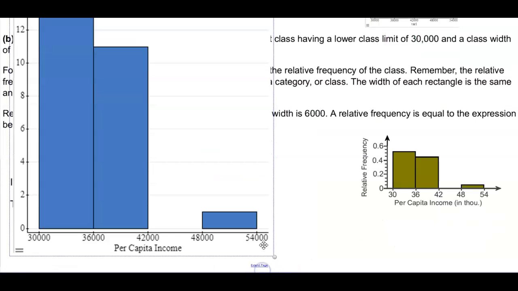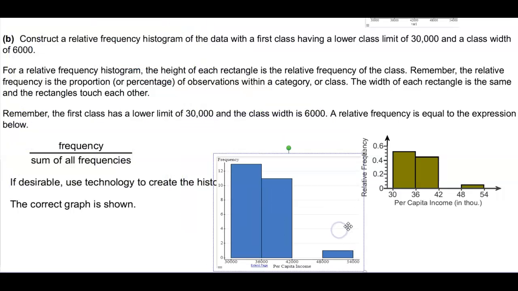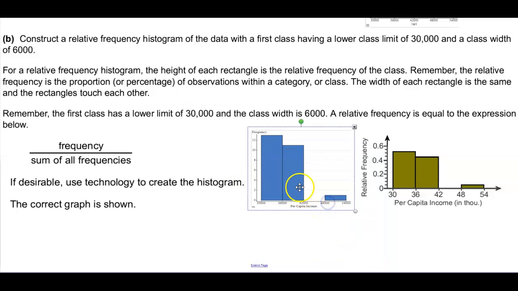Then let's compare it to the solution here. We can see that in this particular example, and what we just got, yes, it may look slightly different because this is per capita income in thousands. So this is 30, 36, 42, where this is 30,000, 36,000. So therefore you have your relative frequency histogram.